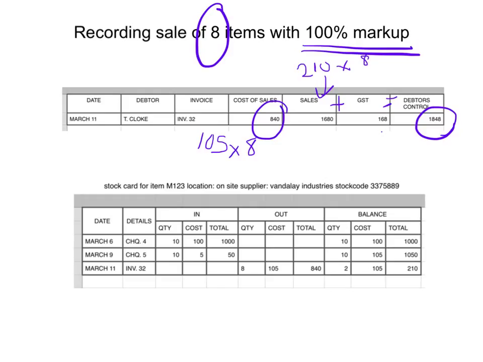In terms of recording it in the stock card, 8 items are sold, 105 each. We're using FIFO, so the first ones in are the first ones out. 8 at 105 is 840. That leaves us with 2 at 105. So already you can see the product cost value, 2 at 105, is higher, asset value higher, than if we didn't use product cost, because it'd only be 2 at 100. So product cost value, asset value higher.